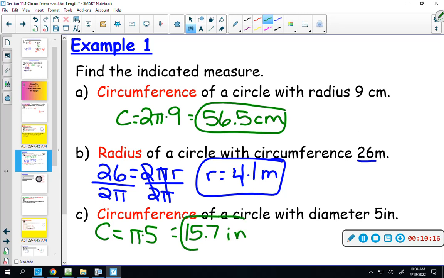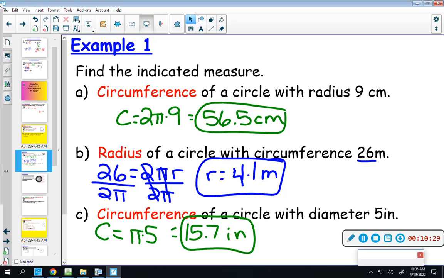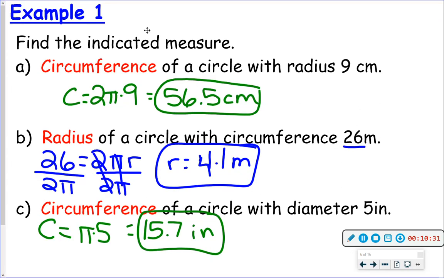So scan over the first page of your notes here. We're going to do a couple more circumference problems on the next page, but any questions on circumference on the front side so far? Anybody? Okay, so one more circumference problem, and then we're going to get into that arc length.